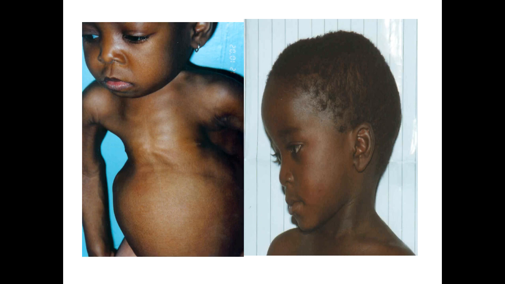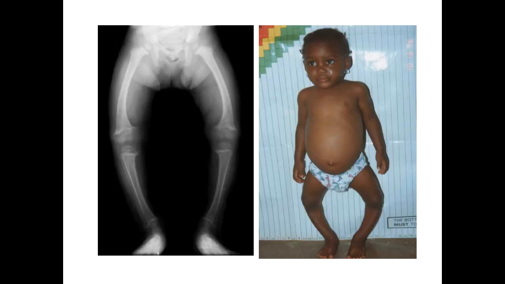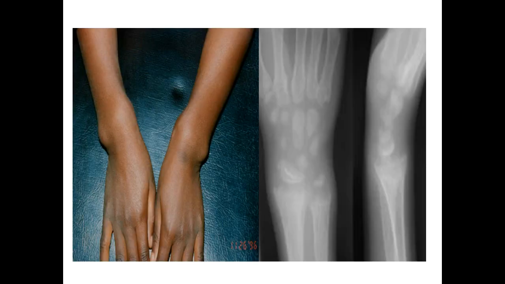This figure shows patients with rickets. The bowing sign and the deformities in the pelvic bones. And these figures show how the epiphyseal plates of the bones continue growing.